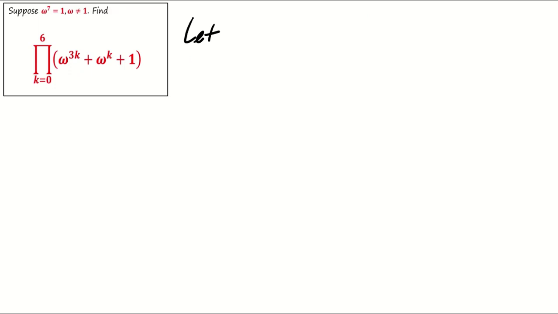There are various ways to tackle this problem, and in this video, we will provide a beginner-friendly approach. First, we shall define the general term in this product as p_k, which equals omega to the power of 3k plus omega^k plus 1.